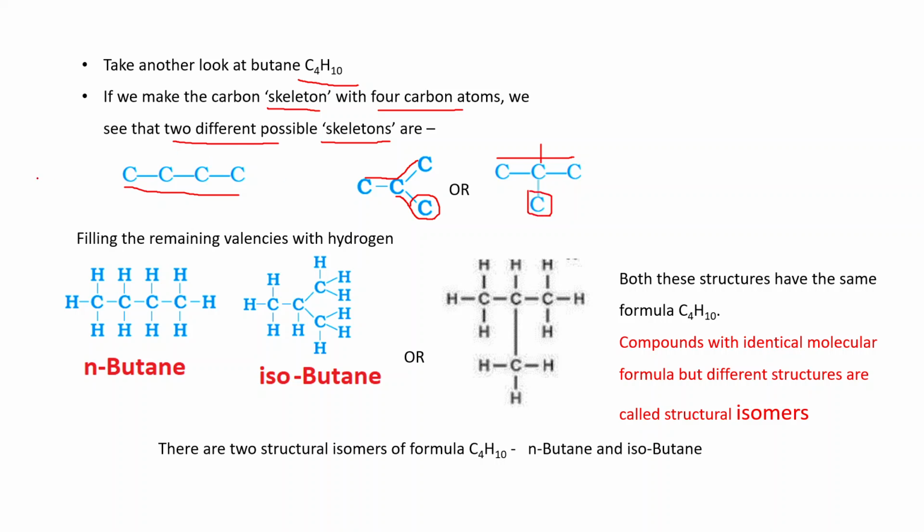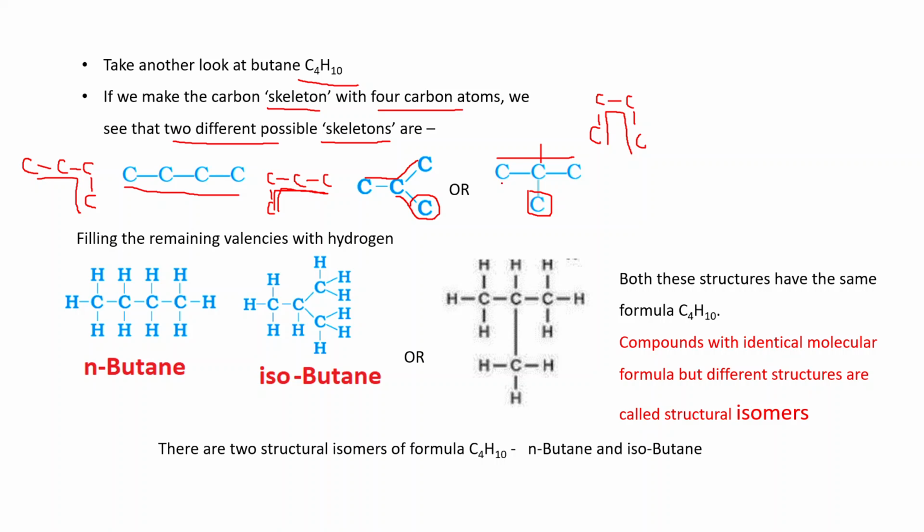Student, remember that branching will not be at the terminal carbon atom. If you write this structure in this way, there is no branching. If you write this structure like this, no branching. All these are considered straight chain compounds. This is also a straight chain compound. You can also write this is C. Again there is no branching.